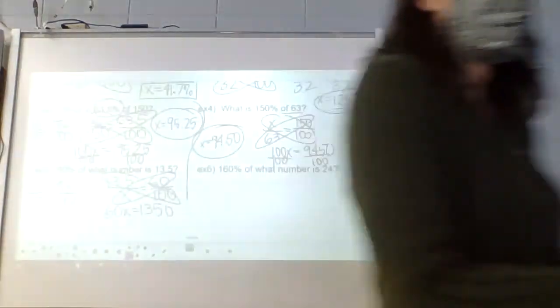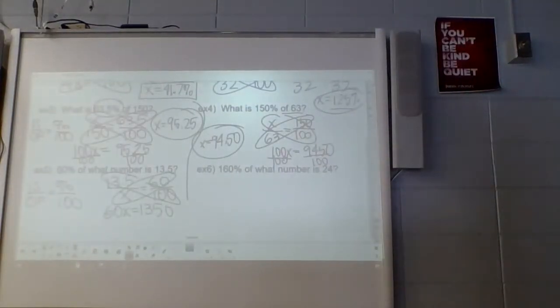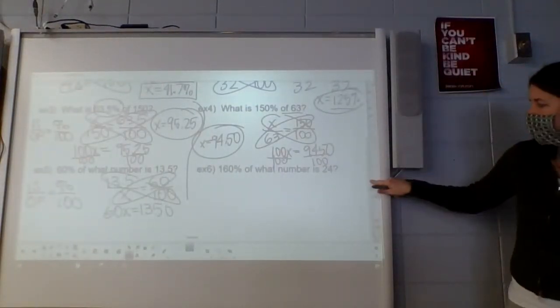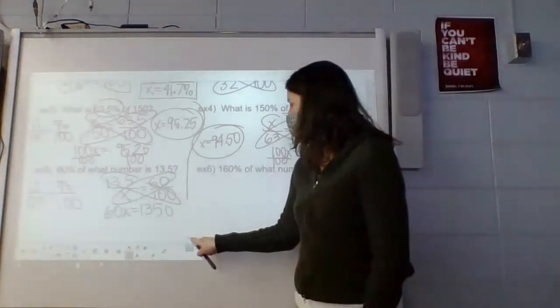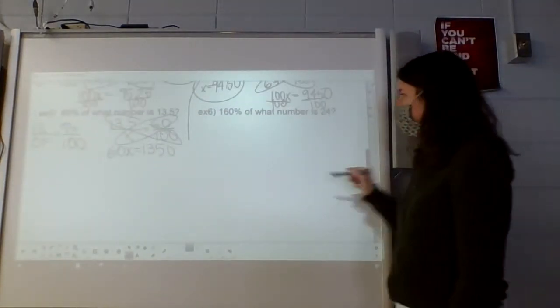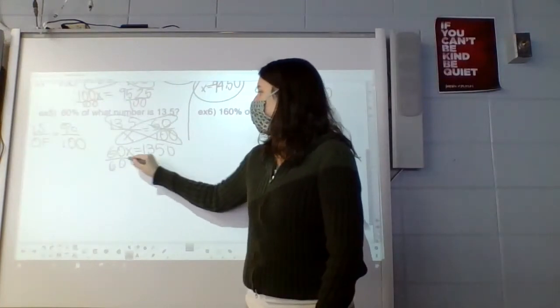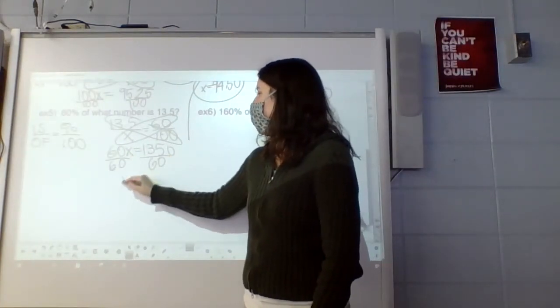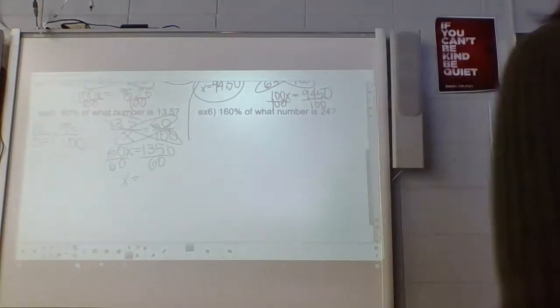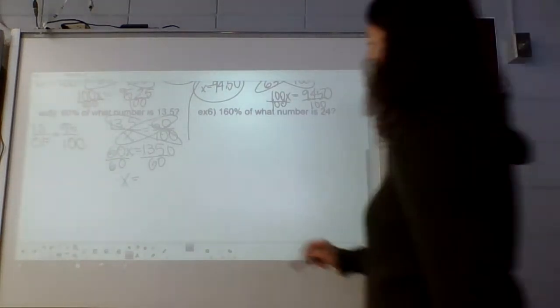Now multiplying by 100 is one that hopefully you don't need a calculator for. You just move the decimal over 2 times. So I'm going to divide this by 60. And we get like 22.5.